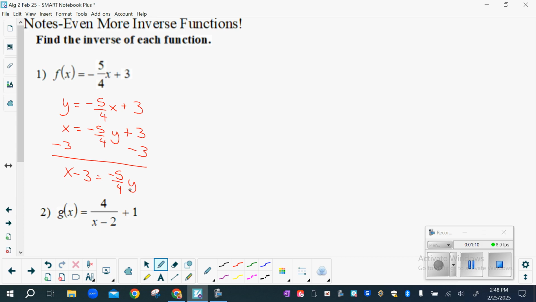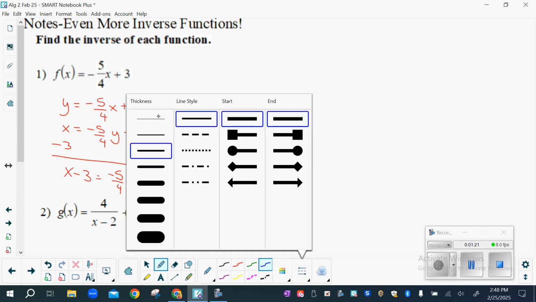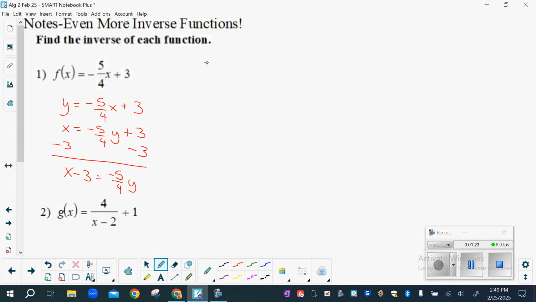So we can do it in 2 steps or we can do it in 1. Do you know a way to do it in 1 step? And that's okay. Multiply by 4 and then you can divide by negative 5. That works. Or multiply by the reciprocal, negative 4/5. Either way is fine.